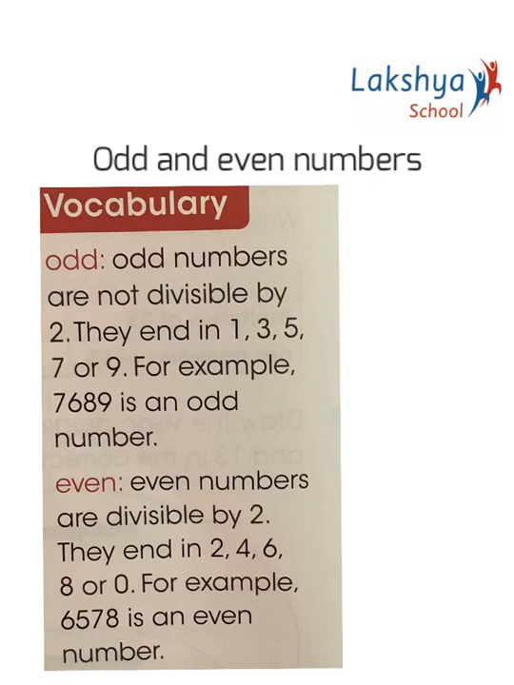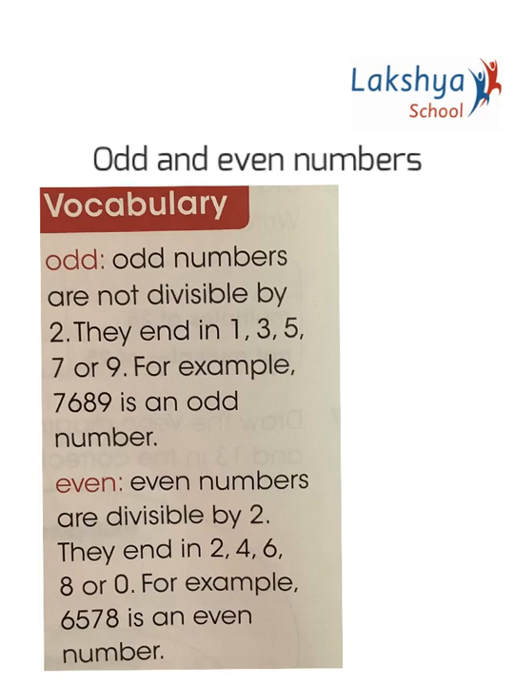and even numbers. Let's learn the vocabulary. Odd means all the numbers that are not divisible by 2, or which end in 1, 3, 5, 7 or 9. Here is an example of a number: 7, 6, 8, 9. This is an odd number because the last digit over here ends with 9. Even though it has even numbers in between, you need to look at the last digit.